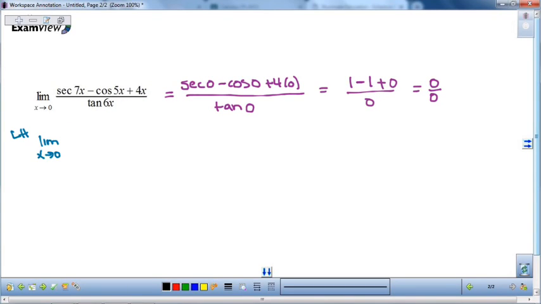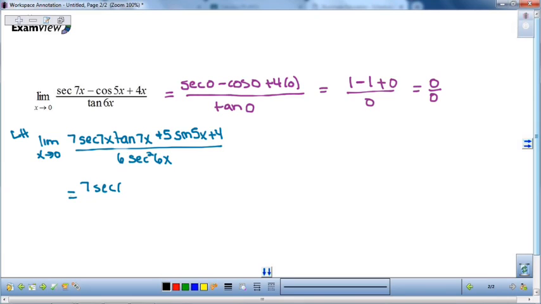So the derivative of secant 7x would be 7 secant 7x times tangent 7x. The derivative of cosine is negative sine, so it's going to be positive 5 sine of 5x, and the derivative of 4x is just 4. And then we're going to take the derivative of the denominator. So the derivative of tangent 6x would be 6 secant squared 6x.